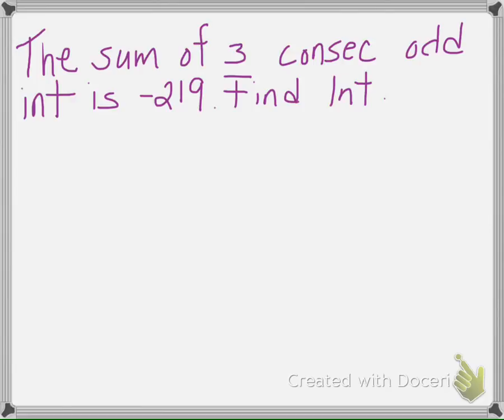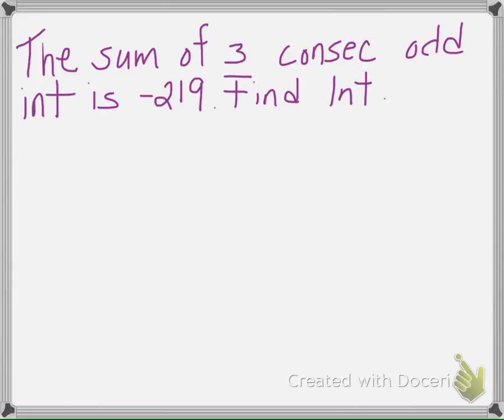Okay, so we have a problem for you guys out there. It is: the sum of three consecutive odd integers is negative 219. Find the integers. So we're going to just go right into it. I'm not going to talk a lot. We're going to actually just practice. So what do you guys think that we are supposed to do? How do we set this up? Anybody? Go ahead.